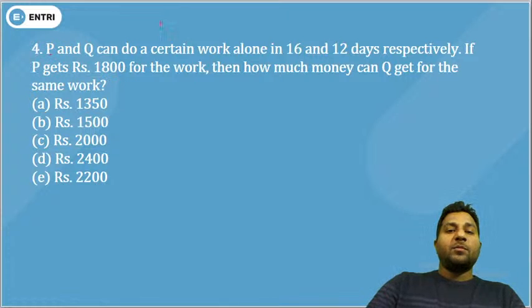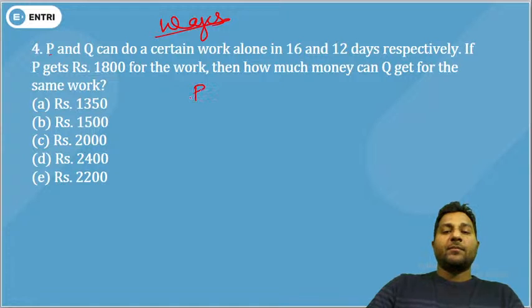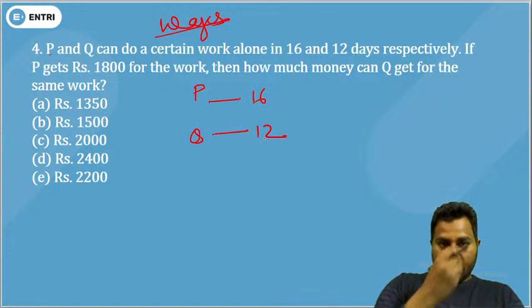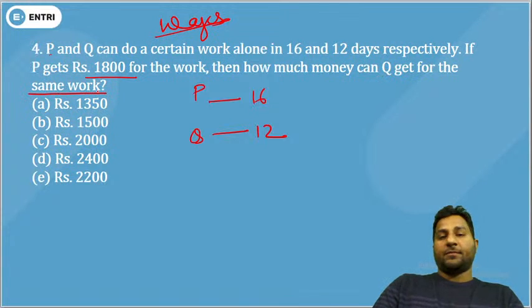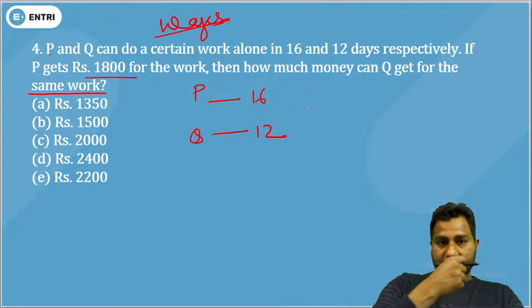Look, P and Q, because questions based on wages are more important. P and Q can do a certain work in 16 and 12 days. P gets rupees 1800 for the work. Then how much money can Q get for the same work? Now tell me. P and Q. Come on.